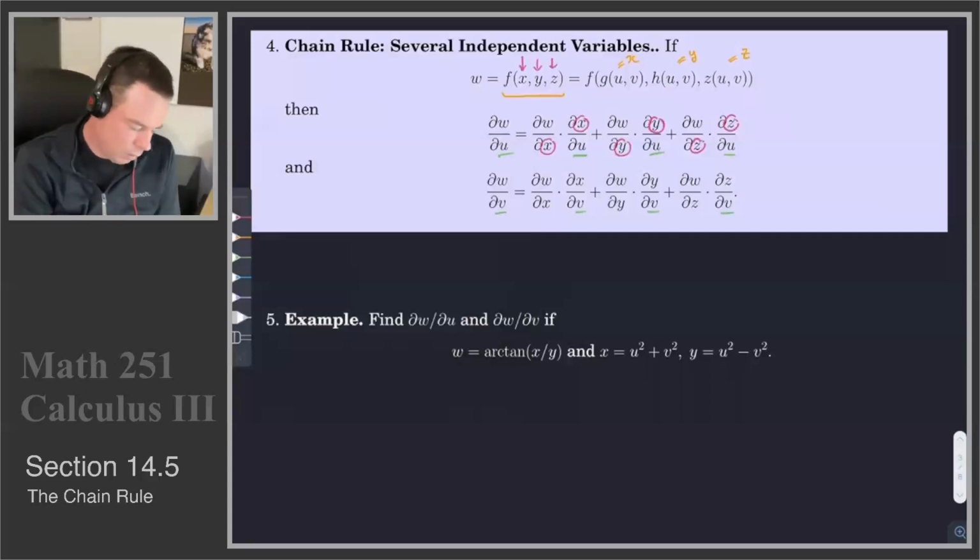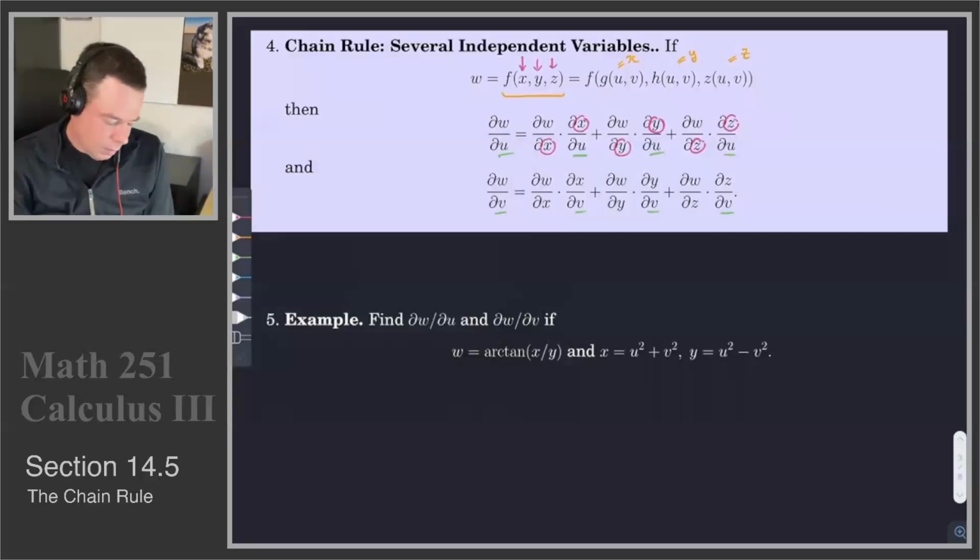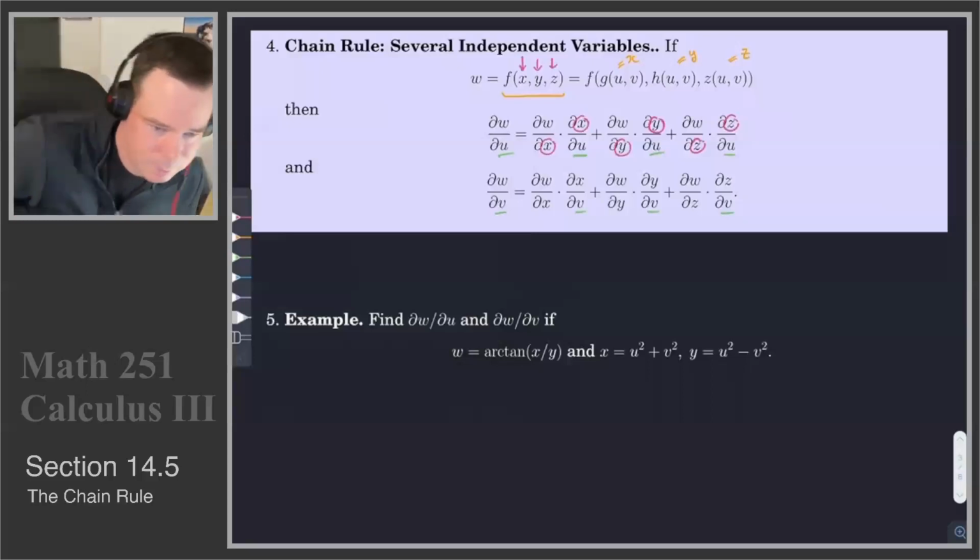So let's go ahead and do an example. We've got w is arctan of x over y. X is a function of u and v. Y is a function of u and v. So we can compute the partial derivative of w with respect to u and the partial with respect to v.